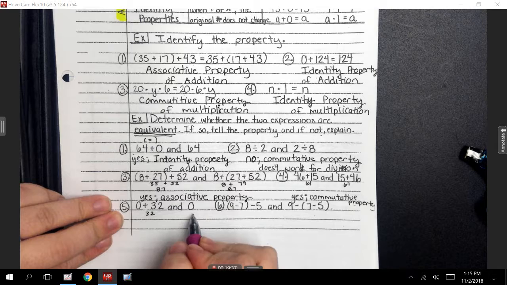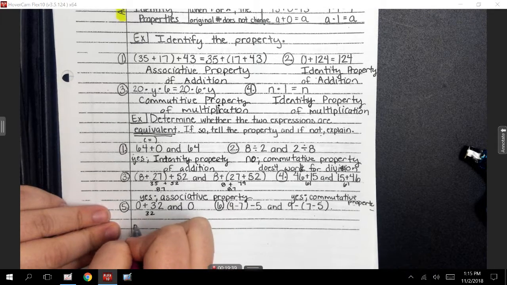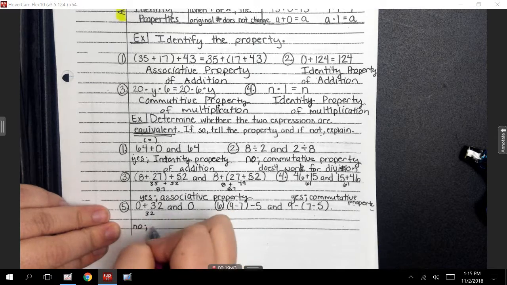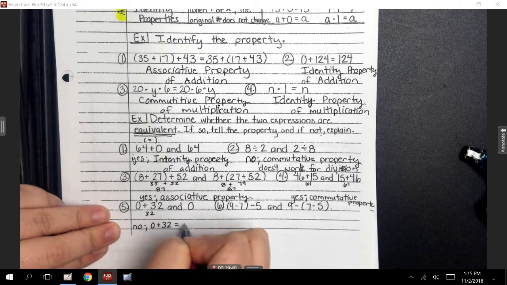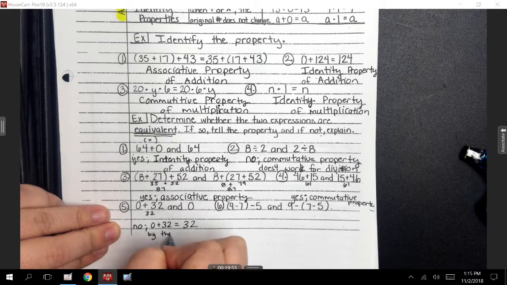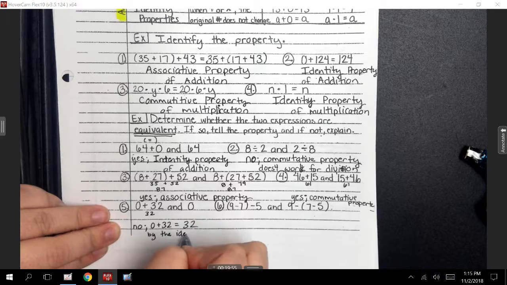Is 32 and 0 equal to each other? No. So this is not true. Because 0 plus 32 equals 32 by the identity property.